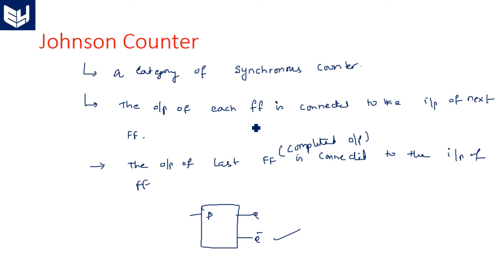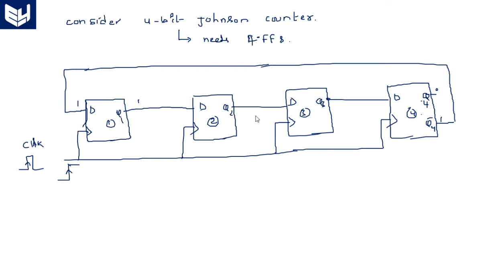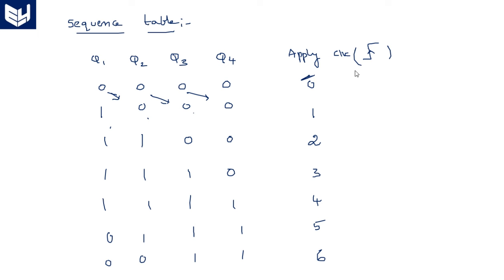Just that one pin, instead of taking Q, we have taken here Q bar, that makes the count double the regular interval. So previously an n-bit ring counter counts n number of clock pulses, whereas an n-bit Johnson counter can count 2n number of clock pulses. So this is the Johnson counter. As I said, we are taking the complemented form as the input for the first flip-flop, and the clock is common, that's why it is a synchronous counter.